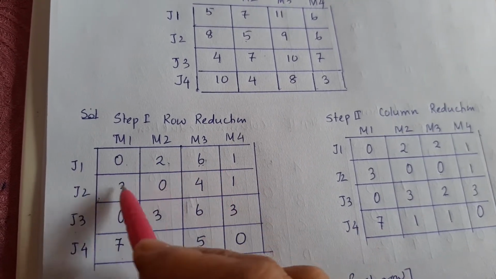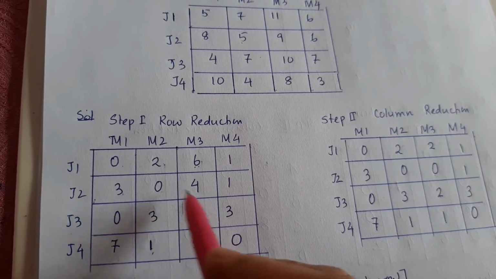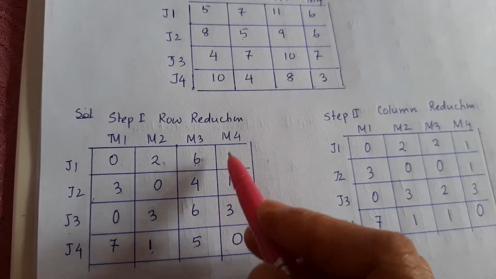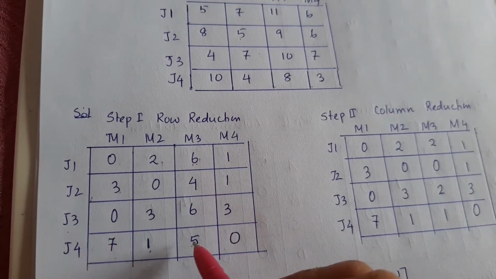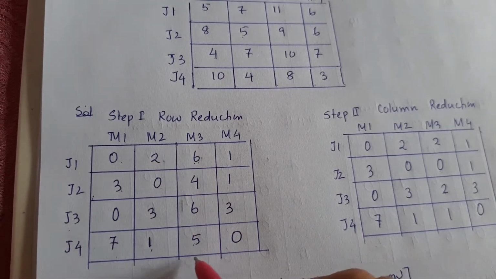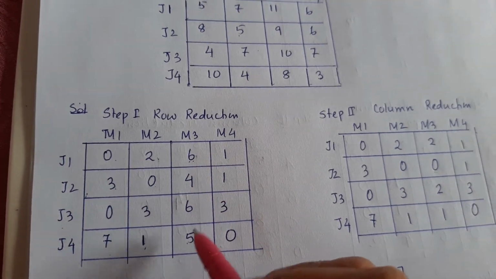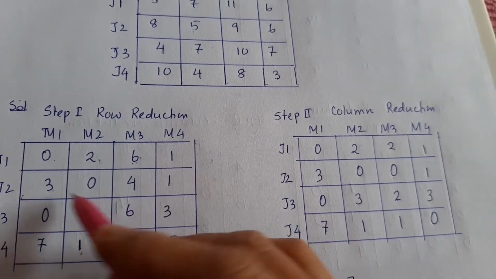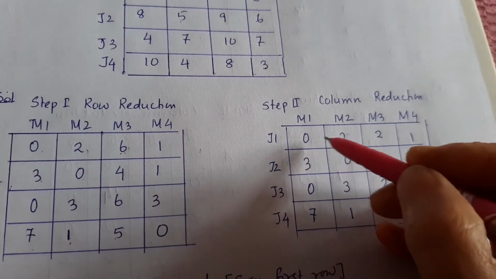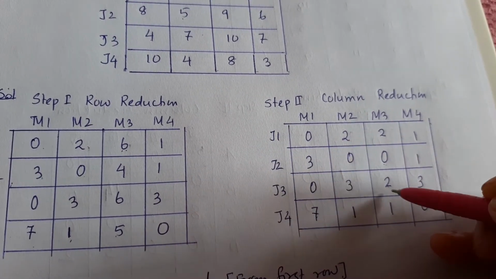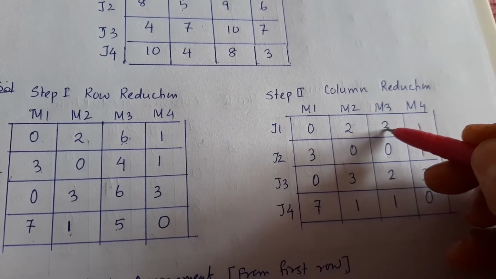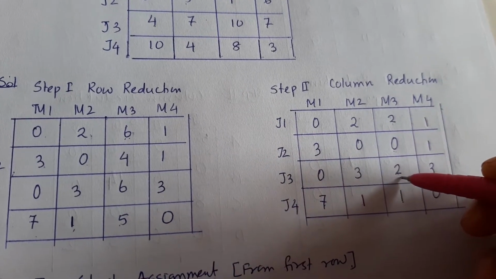Now look at the rows. All rows have at least one 0. Columns also: here a 0 is there, in this column a 0 is there, in this column also a 0 is there, but in this column there is no 0. So we have to reduce this column to get some zeros. What is the least value here? 4. We subtract 4 from this column's elements, but the other columns remain as they are. So 6 minus 4 is 2, 4 minus 4 is 0, 6 minus 4 is 2, and so on.